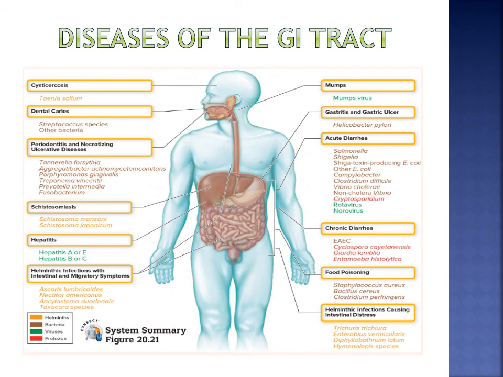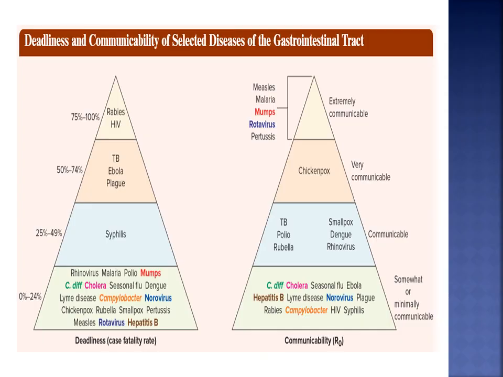And then last but not least, of course, our same images. Here we have all the diseases of the gastrointestinal tract that we talked about, as well as what types of microbes cause them. And then our deadliness versus communicability. For a lot of these, really the only ones that we see have a major jump are mumps and rotavirus. For the most part, this is our first break from that trend, where usually if it's something that's not very deadly, it's very communicable. For a lot of these ones, it's not very deadly and it's not easy to pass.